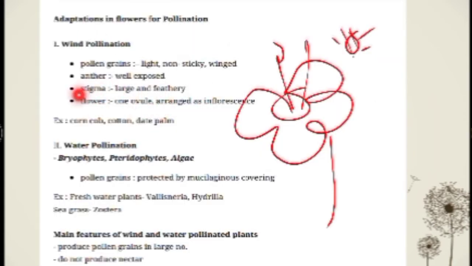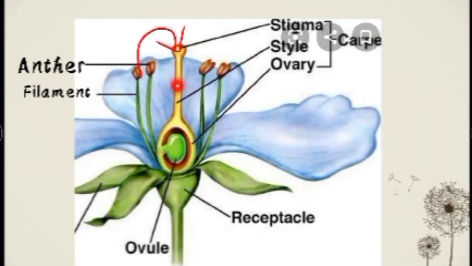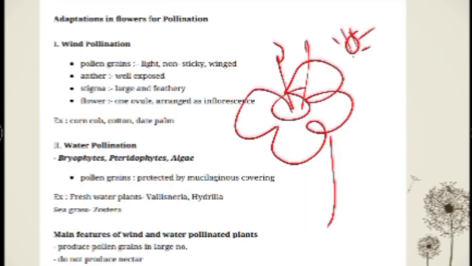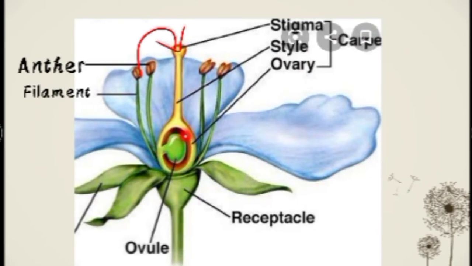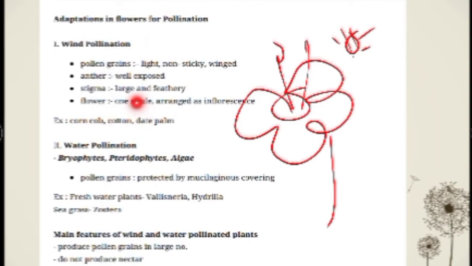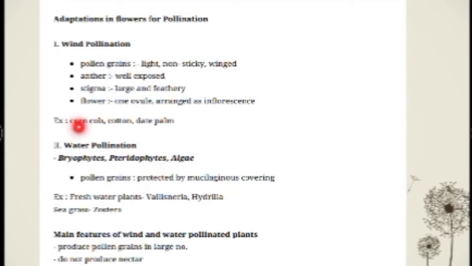Moreover, the stigma must also be large. This is your stigma, it must be large and feathery. Feathers must be there so that it can easily capture the pollen grain coming through the wind. And the flower must have one ovule arranged as an inflorescence. The flower must have only one ovule. If more than one ovule is there, then wind pollination cannot occur. Understood? These are some examples of plants where you'll see wind pollination: corn, cotton, and also date palm. So wind pollination occurs in flowers where you will see these characteristics.